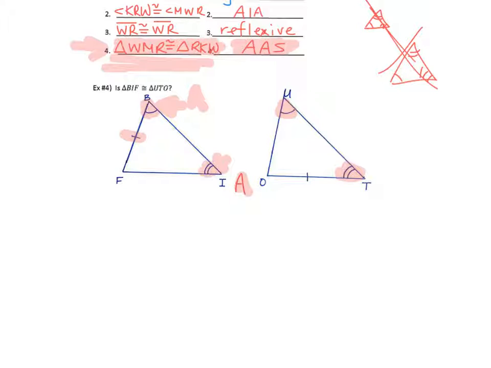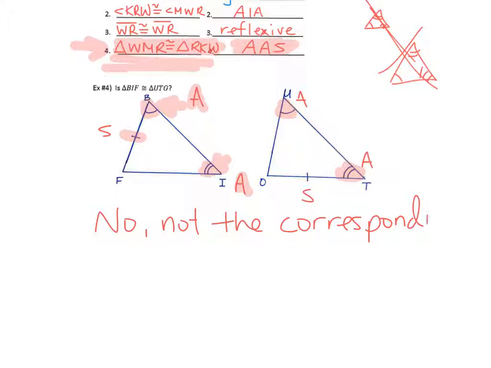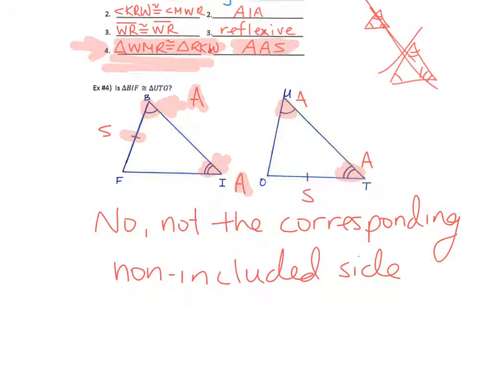Let's just get rid of the highlighter. AAS, right? This is AAS, but in a different order. It's single arc, double arc side. You cannot do that. It has to be the corresponding side that is not included, okay? So the answer would be no, because it's not the corresponding non-included side. Okay? Questions on that? All right.